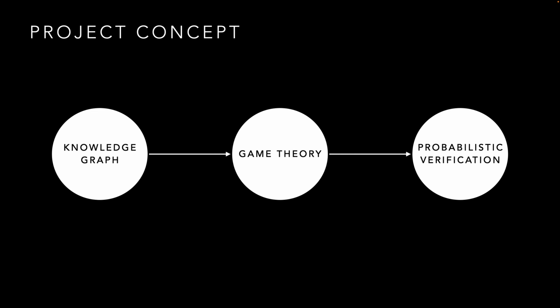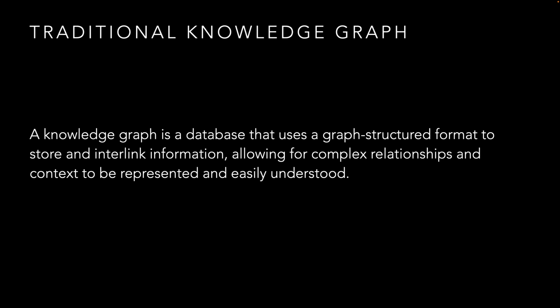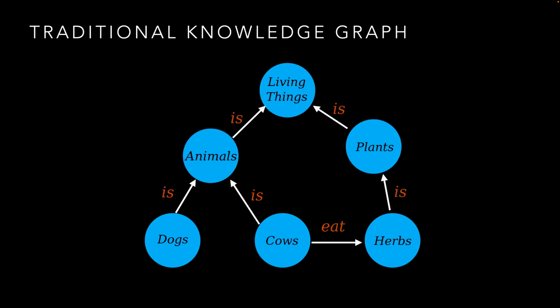I will start by exploring knowledge graph. So, traditional knowledge graph. A knowledge graph is a database that uses a knowledge structured format to store and interlink information, allowing for complex relationships and context to be represented and easily understood. So here is an example. In a traditional knowledge graph, we have nodes, links, and edges.